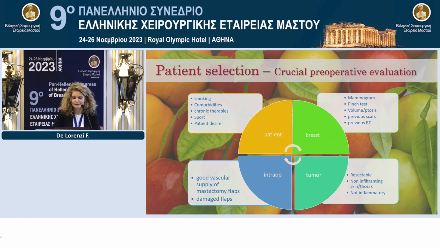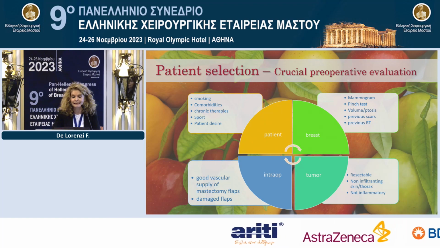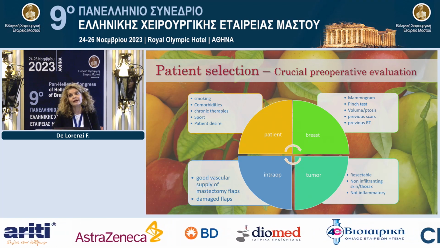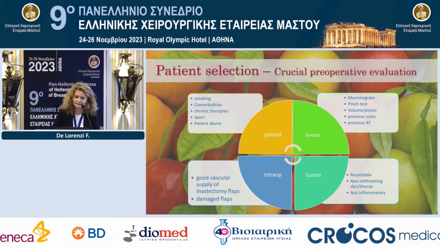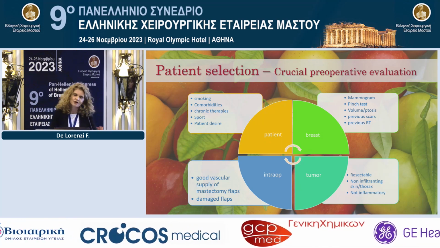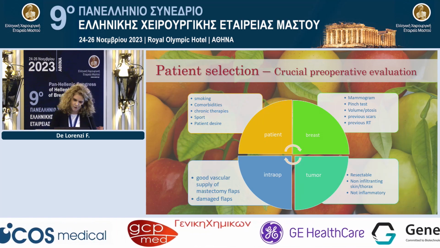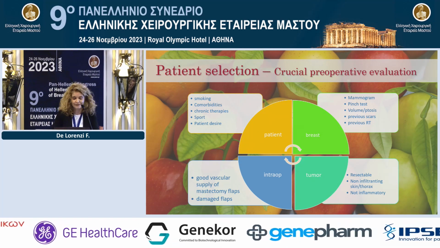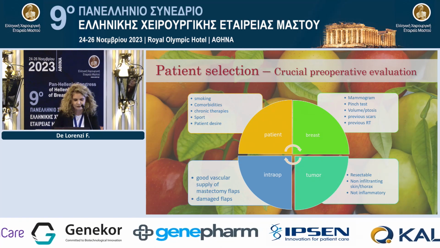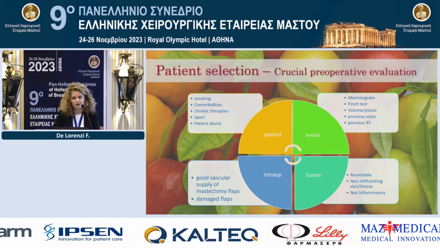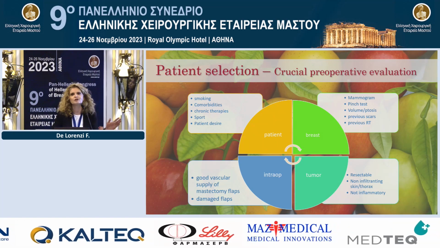And then the second area is the breast: the mammogram, the pinch test, the volume, the ptosis, but even previous scars and previous irradiation, because they could impair the vascularization of the mastectomy flap. And then the tumor, of course, has to be resectable, not infiltrating the skin and the thorax, not inflammatory. And then intraoperative evaluation, which is really important. And I do believe that in case of a bad mastectomy flap, we have to change our planning.